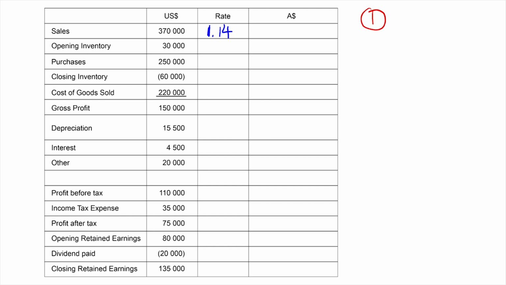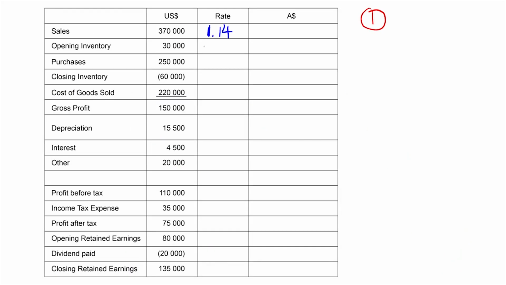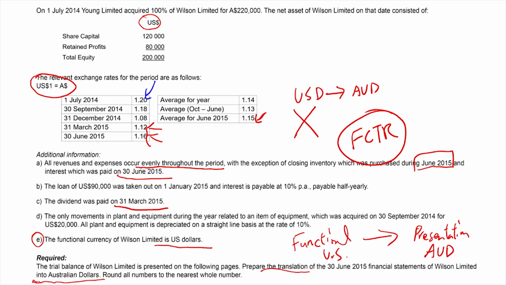After that, we have the opening inventory. This is the first year that you acquire the particular company, so the opening inventory comes from the acquisition date. Right here, the acquisition date is 1.20. That's July 2014, so we're going to use 1.20. Purchases were incurred evenly throughout the year, so 1.14. Then closing inventory. The question already told you that they purchased that during June 2015, so the average for that month is 1.15.